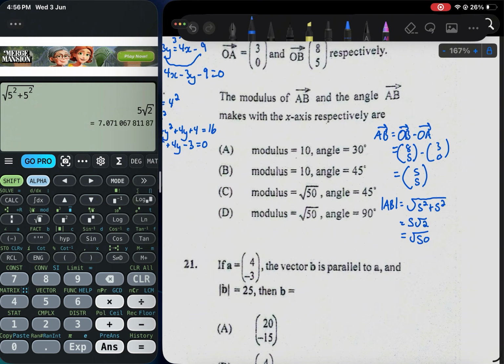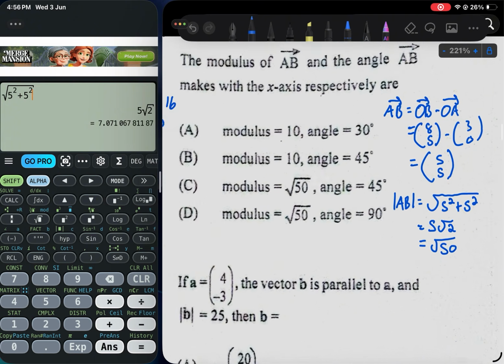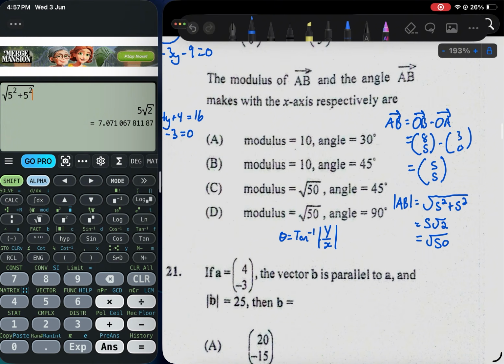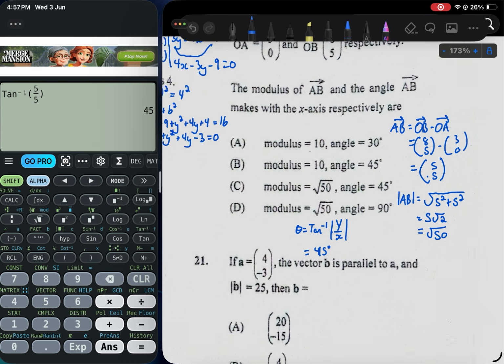And to find the angle it makes with the x-axis, we use angle is equal to tan minus 1 of the y value over the x value. And we always use the positive values. So the angle would be shift tan minus 1. The y value is the 5, which is right here. And the x value is also 5. So I'd find that our answer is 45 degrees. So the answer is C.